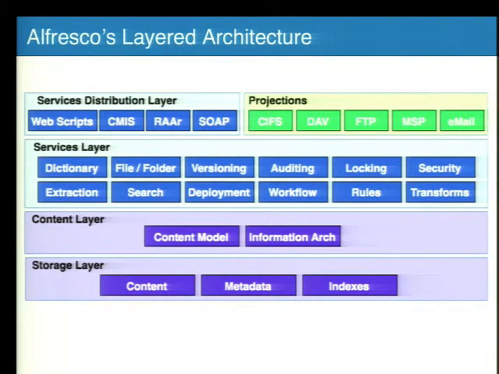And then there's these projections, right? And a projection is just another distribution layer, but basically the ability to work with native desktop applications and connect to the repository as if it is a shared drive or a web dev server or an FTP server, or your InDesign tools, your Creative Suite. All of these things can just talk to Alfresco as if they are talking to their native services like an email server or a Creative Suite backend.